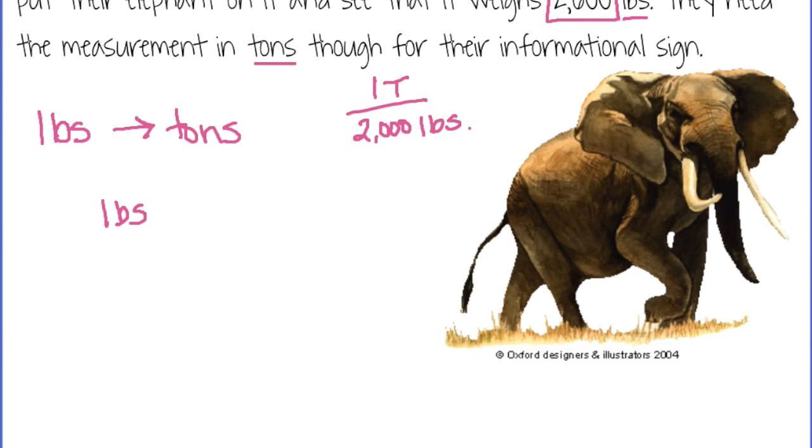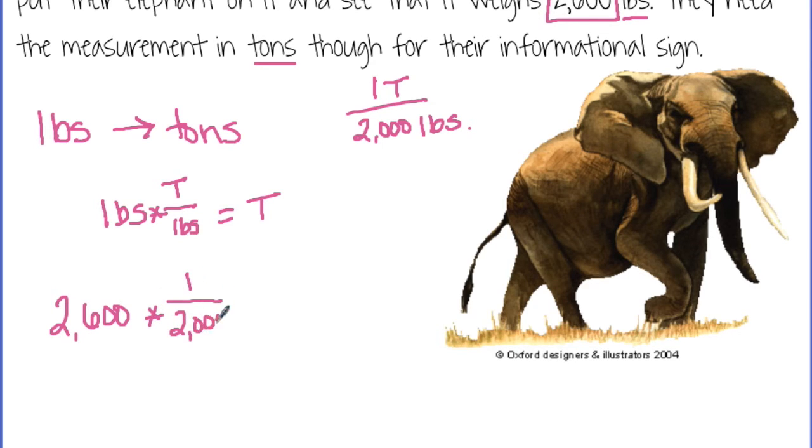I know pounds, and I'm trying to get to tons. So I know I need tons on top and pounds on bottom, and then I'm going to multiply that. So I have 2,600 pounds times 1 ton over 2,000 pounds will give me my amount of tons.